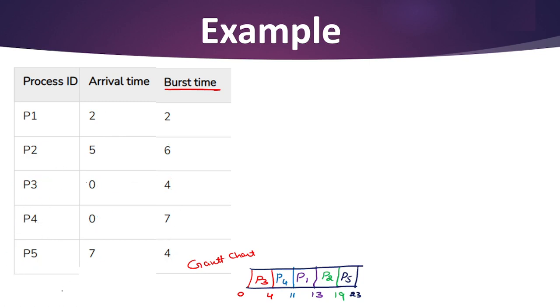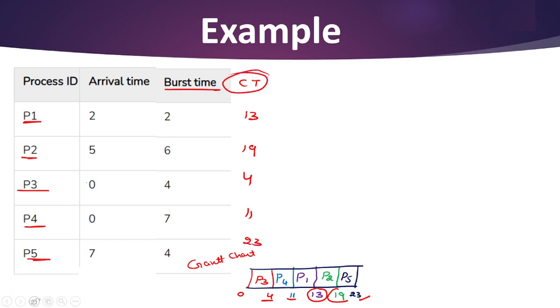here we have completed the first step of creating the Gantt chart. Now, let's write here the completion time, that is CT. So, what is the completion time of P1? P1 gets completed at 13. Process P2 at 19. Process P3 at 4. P4 at 11. And P5 at 23. So this is the completion time of every process.